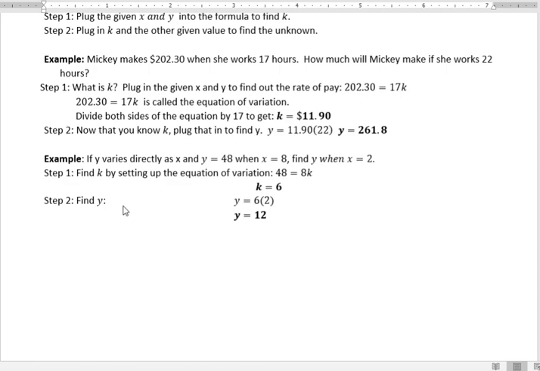Once you know K, you go back and you plug in the K and the other thing you were given. In this case, we were given that X is 2, so we plug in the 2 and the K, and 6 times 2 is 12.